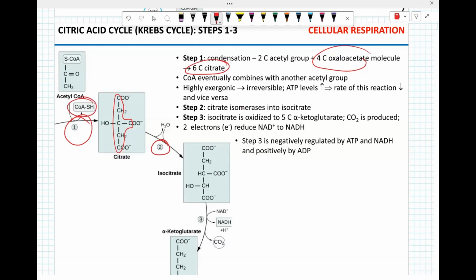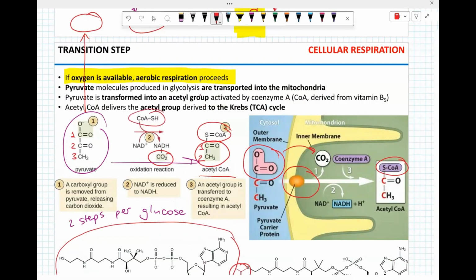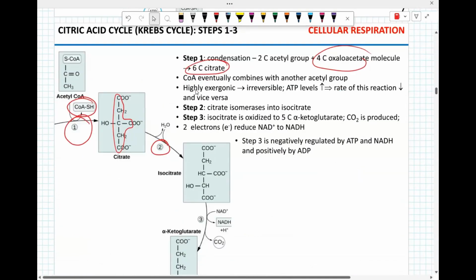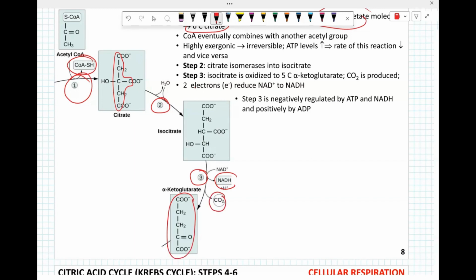Now, coenzyme A goes back to the transition step and participates in another energy transfer and decarboxylation of pyruvate. Isocitrate in step 3 is oxidized with the loss of carbon dioxide to produce alpha-ketoglutarate, CO2, and NADH. If you look at the number of carbons, 6 carbons of isocitrate become 5 carbons of alpha-ketoglutarate and 1 carbon in CO2.